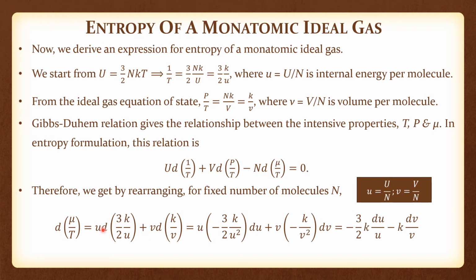So now when you are taking a differential with respect to u, then this becomes minus 3 by 2 k by u square du. Similarly, when you take a differential of v, then this becomes minus k by v square dv. So d of mu by T is simply minus 3 by 2 k du by u minus k dv by v.